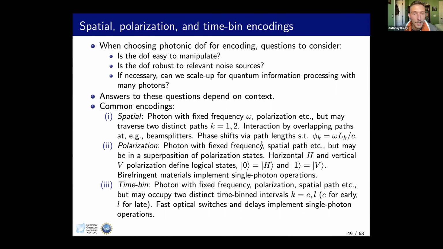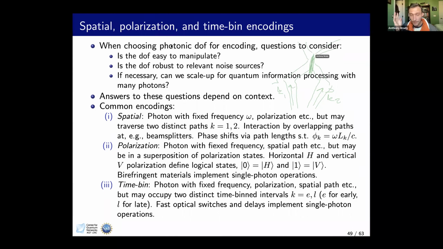One is this spatial encoding. So you have a photon with a fixed frequency omega, it has a fixed polarization, fixed angular momentum, everything else is the same, but it can traverse two different spatial paths. An example of this is I have two beams of light. One's going this way, with some general, for example, k vector 1. Or I have a beam of light going this way with some k vector 2. So this defines two spatial paths that the photon can go on. This is really like a physical representation of this dual rail qubit. You physically have a single photon in either one physical path or another physical path. And then you can interact these two modes by simply overlapping them on a beam splitter at the right time.